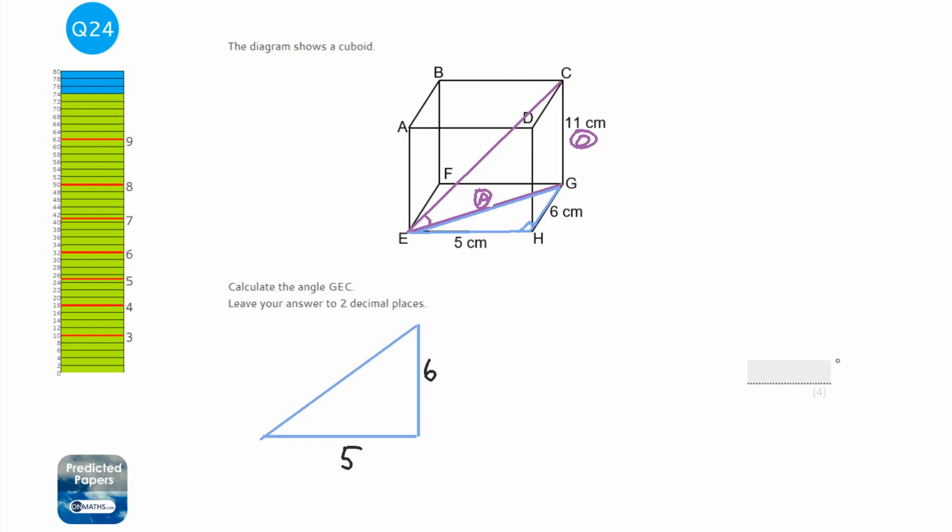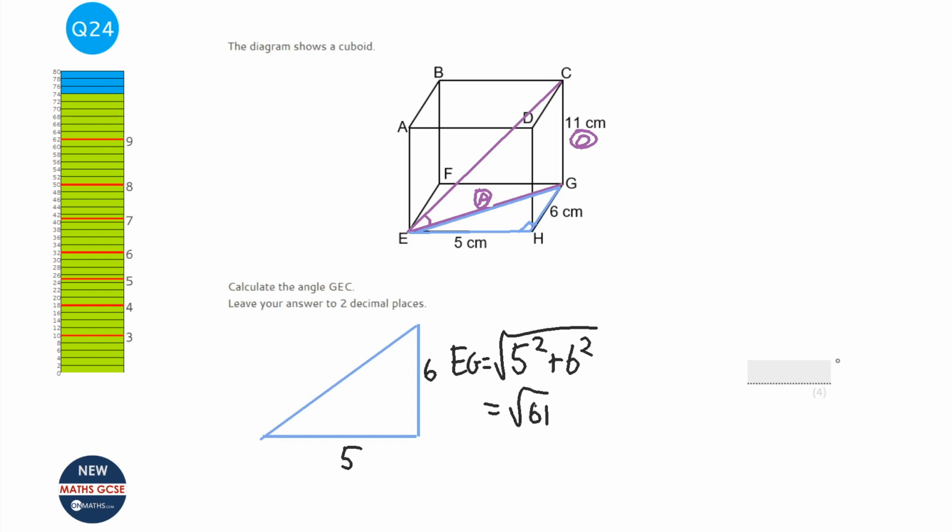All of them are in centimetres, so I don't need to put the units just yet. Okay, so to do that we use Pythagoras, so we're going to square them, add them, and then square root it, and we call this EG. There's line EG. So we can use our calculator for this. Root 25 plus 36, and that's root 61, and we can leave it as root 61 because we don't want to have to round it at this point.